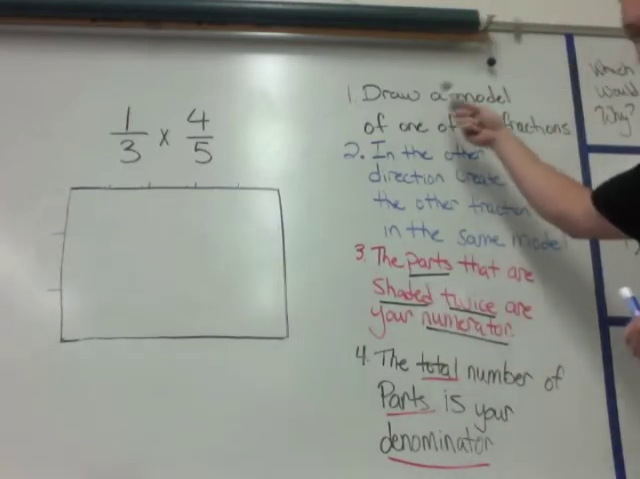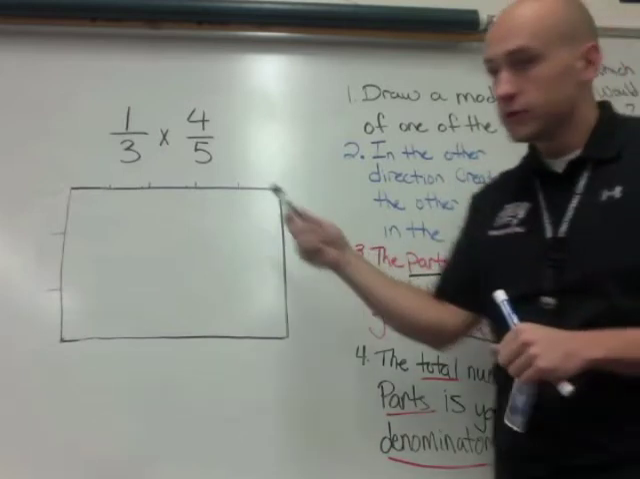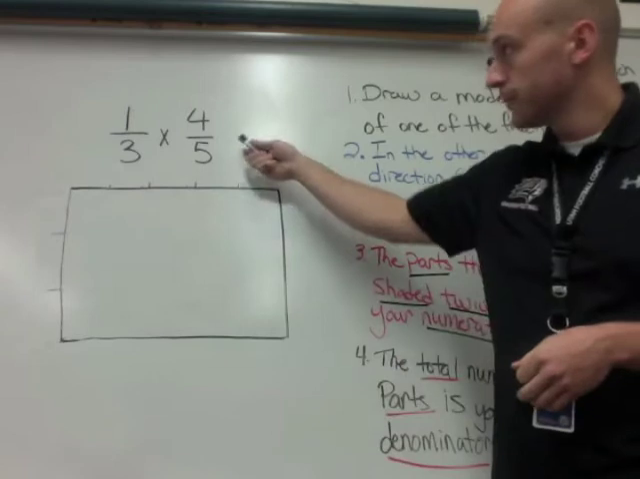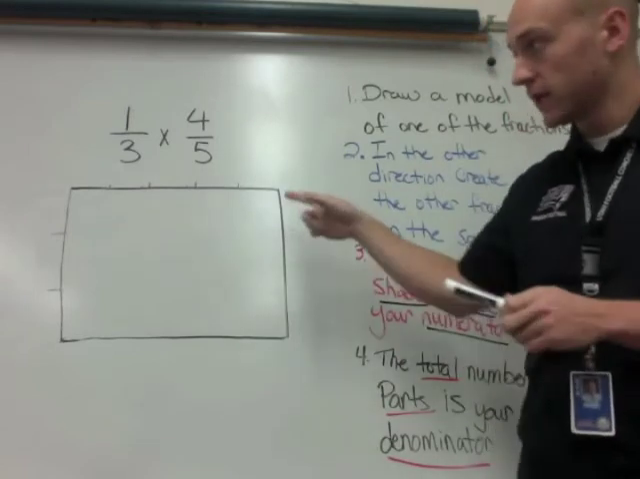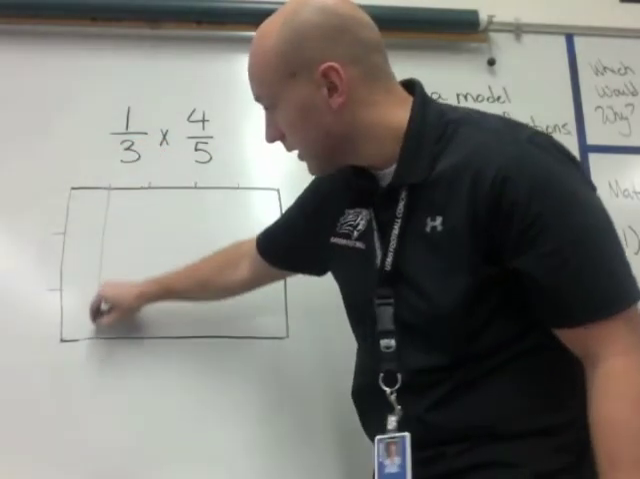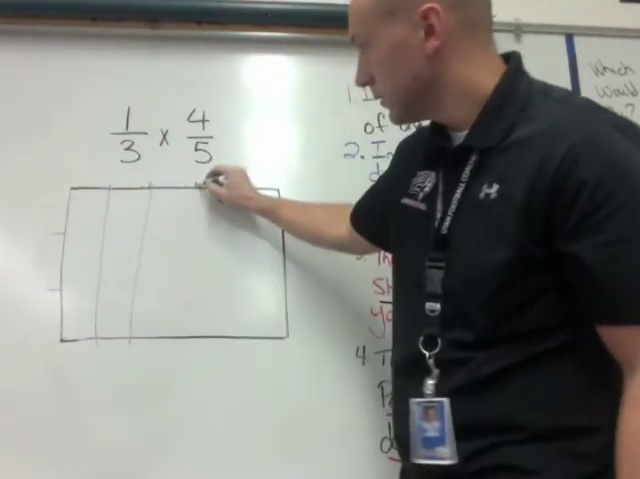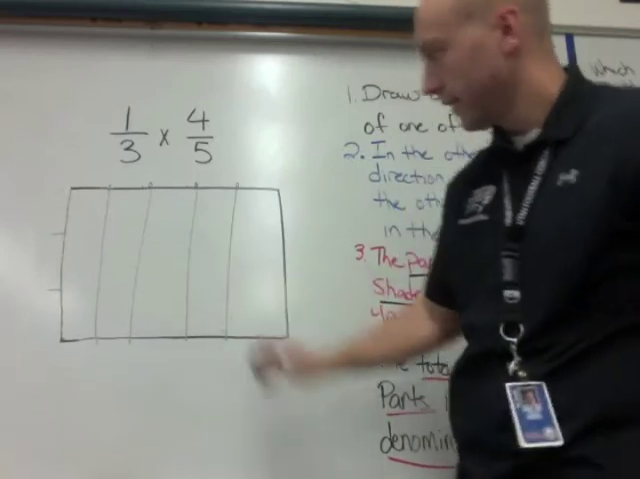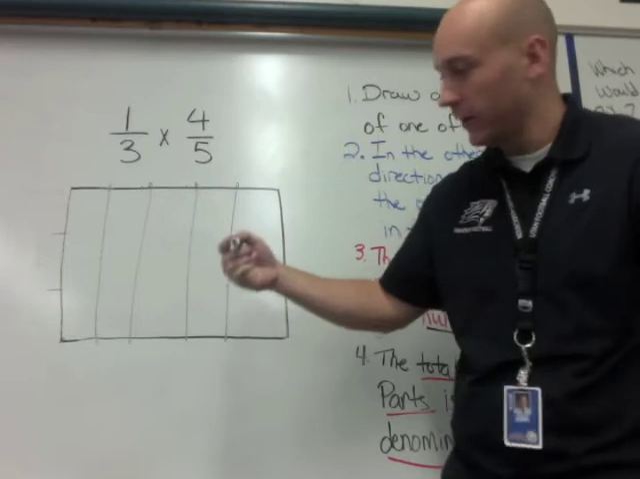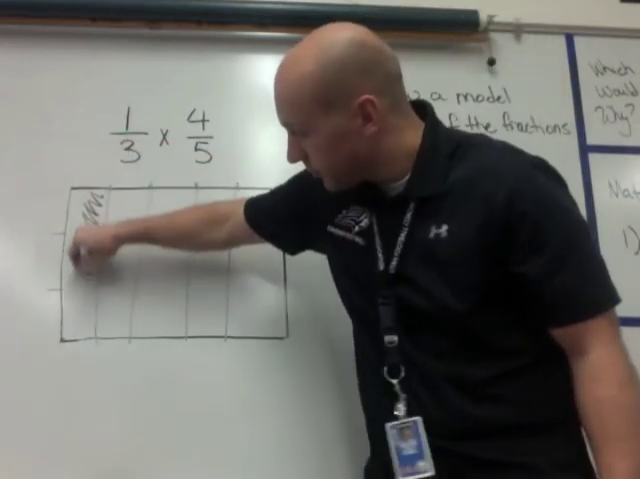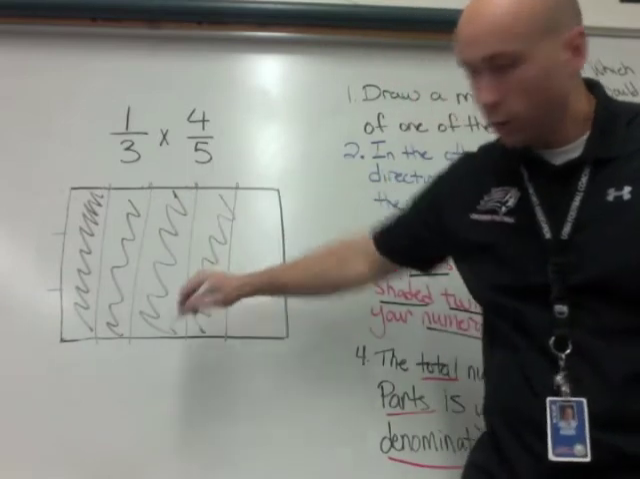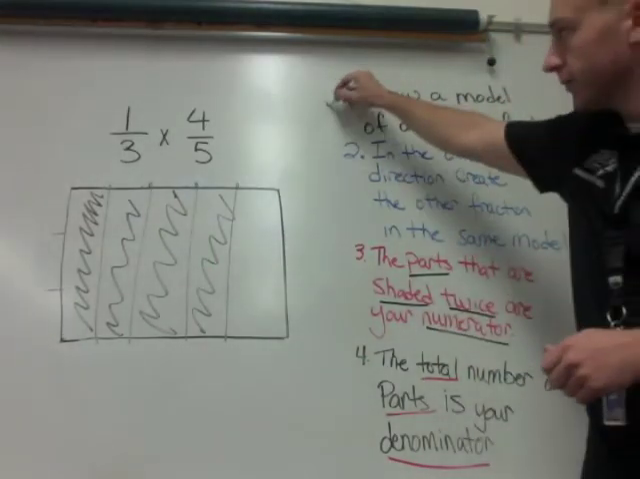Your first step is you're going to draw a model of one of the fractions. So you choose. It doesn't matter. Choose one of the fractions and you're going to draw a model. So I'm going to do 4/5 to begin with. So I have a rectangle here, and I'm going to separate this into 5 pieces. Okay, so there's my fifths for my denominator. Might not be very even, but it'll work. And here's my numerator. 4/5. Okay, step number 1 is done.